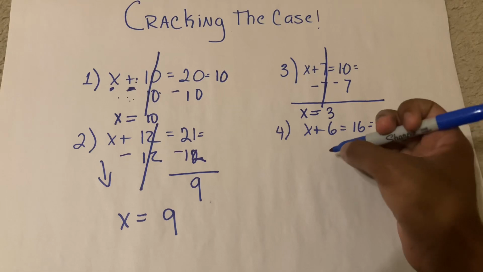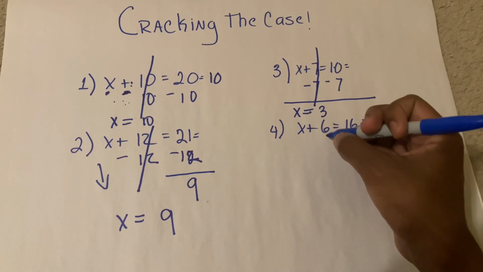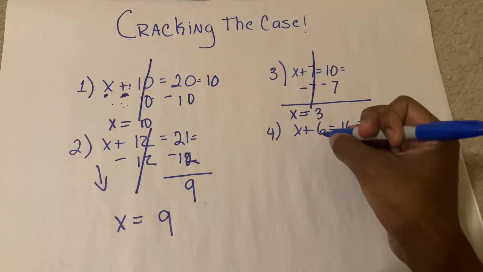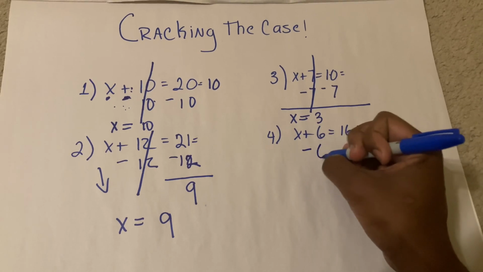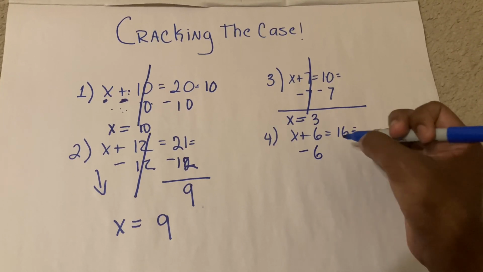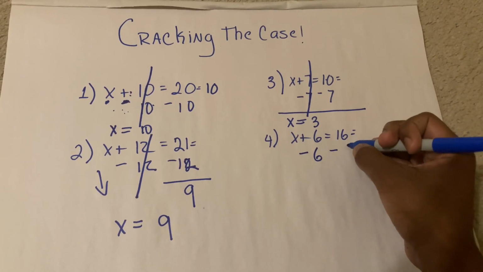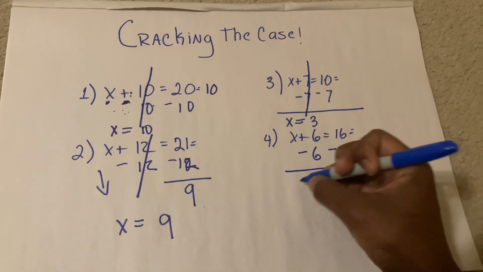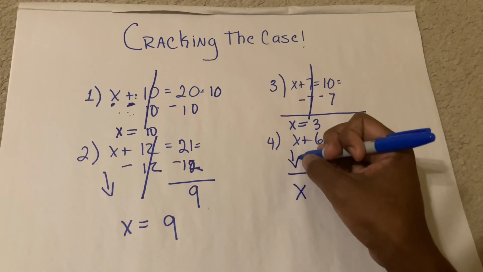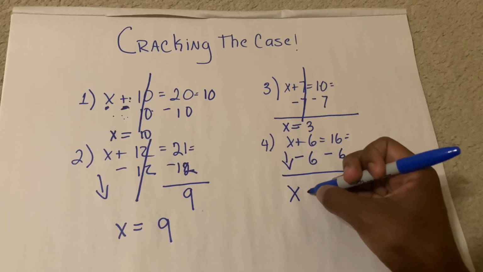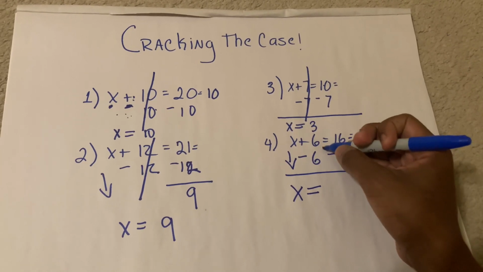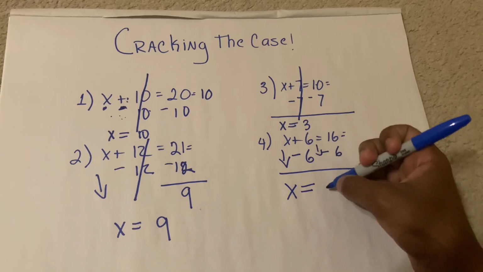Last one. So the key is again, x by itself. We have plus 6 here, so we've got to do minus 6 here. And what we do to one side, we've got to do to the other. So we go minus 6 where the 16 is. We bring the x down because we're solving for x. So x equals 16 minus 6 equals 10.